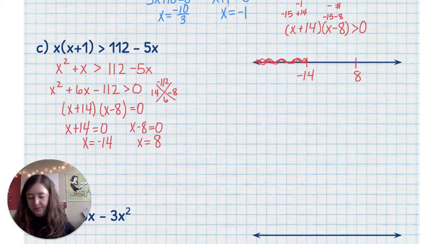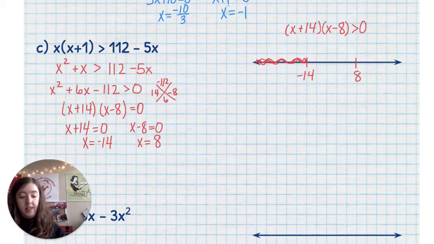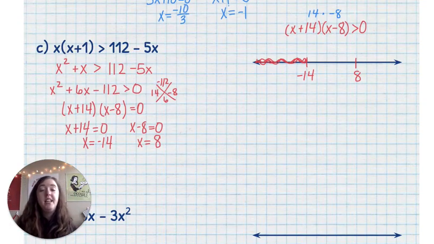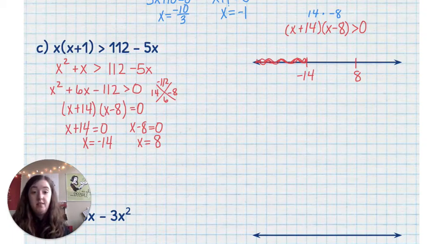Good deal. Now let's plug in something between negative 14 and positive 8. The easiest thing to plug in is 0. 0 plus 14 is 14. Oopsies. 0 minus 8 is negative 8. 14 times negative 8 is going to be a negative number. Is a negative number greater than 0? No, it's not. So that's not going to be part of my solution.